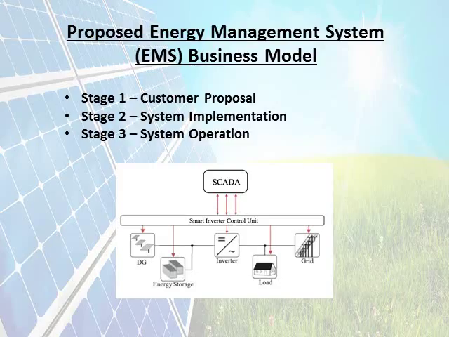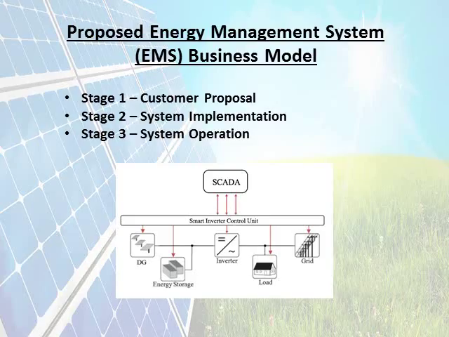The first stage involves the utility approaching the customer offering to make a quote on an energy management system. If the customer is interested, the utility will undertake an analysis to determine the optimal size of the solar PV and energy storage, as well as the predicted payback period and value of the investment over 15 years. Stage 2 involves the utility sending a technician to install the system and establish communication between the smart inverter and the utility's supervisory control and data acquisition, or SCADA, system.